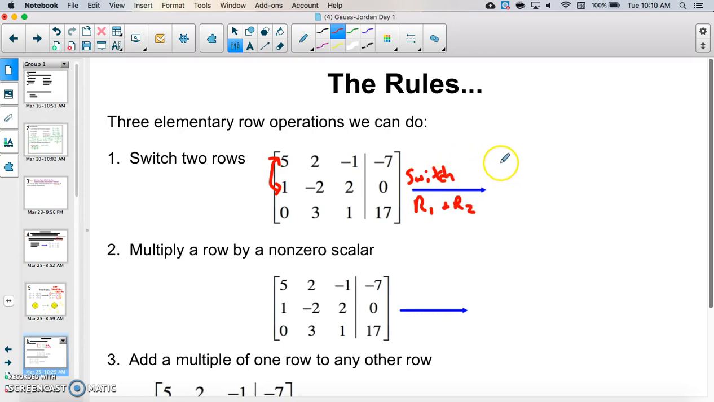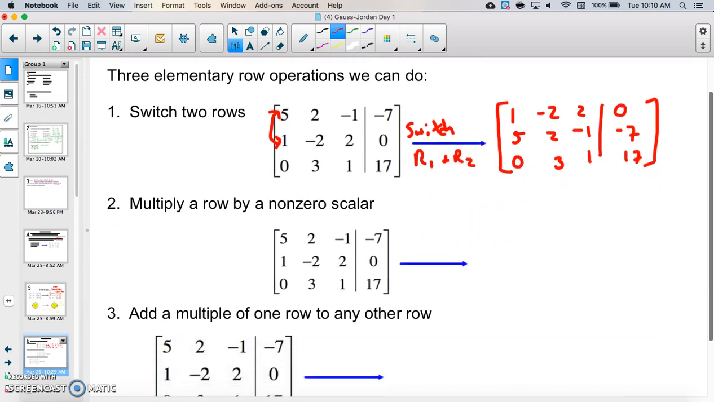So whichever one I want for the final product, I guess switching doesn't matter, so never mind, we'll come back to that. All I've done when I switch row 1 and row 2 is they totally switch. So 1, -2, 2, 0 is now at the top, 5, 2, -1, -7 is next, and the third row didn't move at all, so it stays the same.